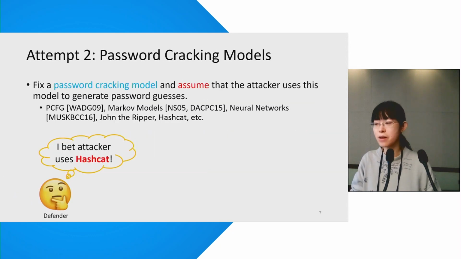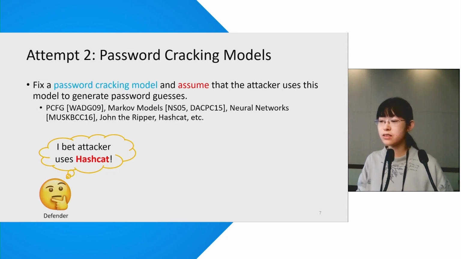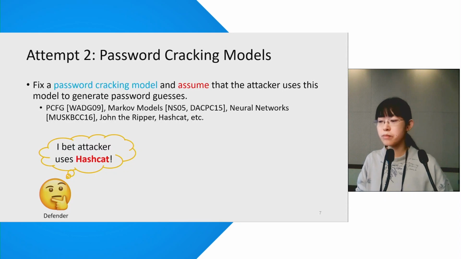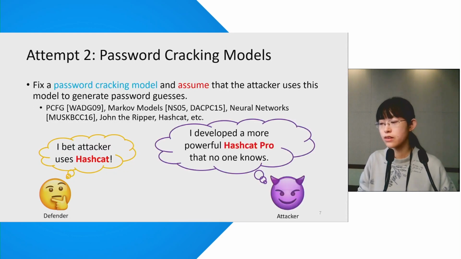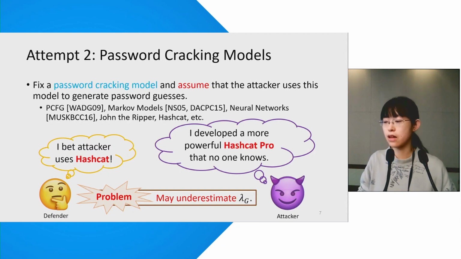So another natural attempt is to fix a password cracking model and assume that the attacker uses this model to generate password guesses. Such state-of-the-art models include but are not limited to probabilistic context-free grammars, Markov models, neural networks, and software like John the Ripper and Hashcat. However, the attacker's model may be more sophisticated than any publicly available model. Also, the attacker may improve the model over time, so this approach may underestimate lambda g.